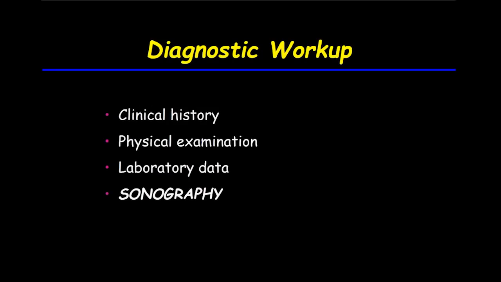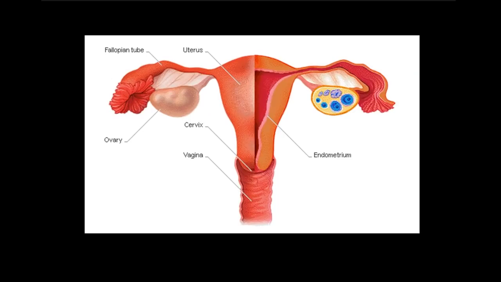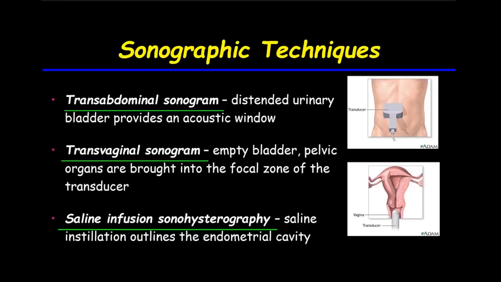The diagnostic workup includes a detailed clinical history, physical examination, laboratory data, and imaging, utilizing ultrasound as the first imaging modality. We want to answer the question, where is the pathology? Is it adnexal? Is it uterine? Or is it related to other structures, including the bowel, the GU tract, lymph nodes, or vessels? This is a diagram of the female gynecologic tract depicting the uterus, fallopian tubes, ovaries, endometrium, cervix, and vagina.